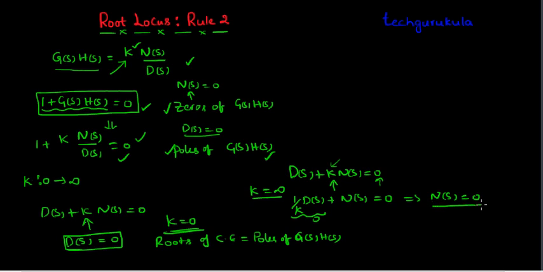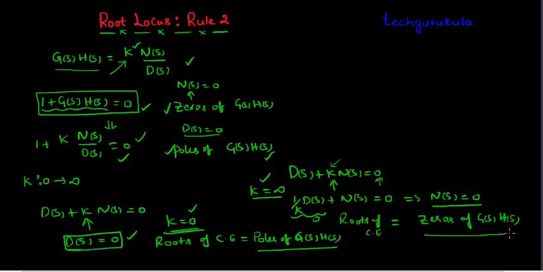Now the roots of this N(s) equals 0 are nothing but the zeros of G(s) times H(s). It means as k tends to infinity, the roots of the characteristic equation are nothing but the zeros of G(s)H(s). It means as you are varying k from 0 to infinity, the root locus for this characteristic equation is going to go from the poles of G(s)H(s) to the zeros of G(s)H(s).